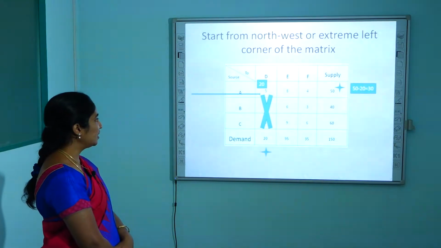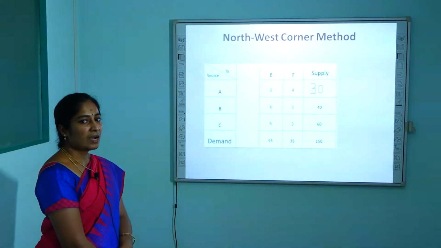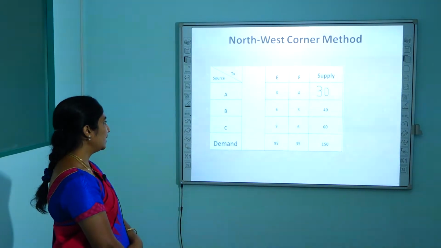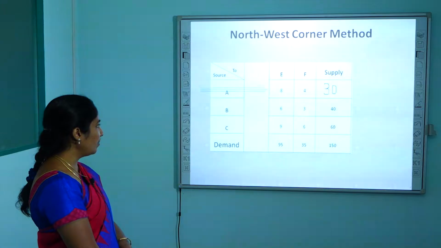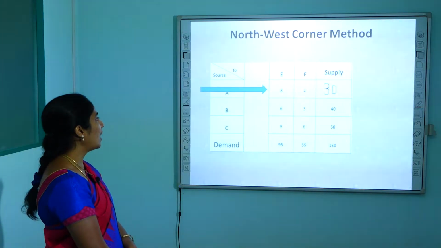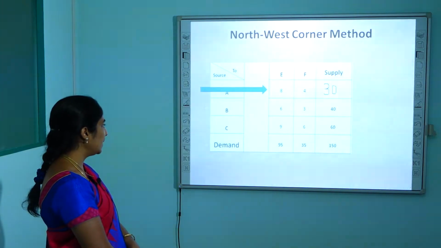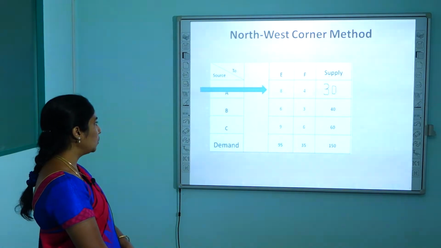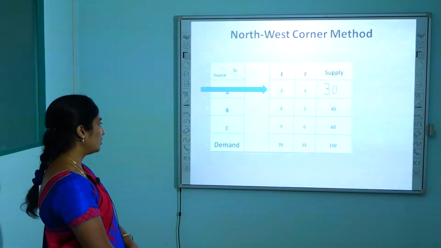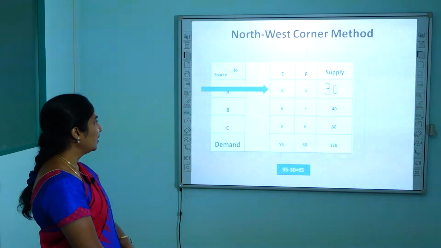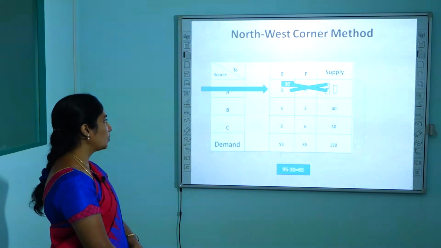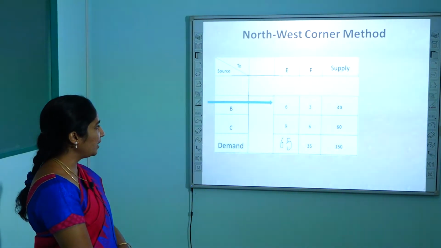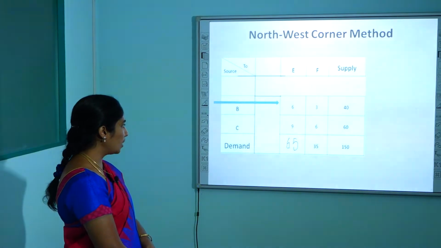Next we have 2 columns and 3 rows. Here the topmost corner is the cell AE. Here the minimum value is 30. So, allocate the value 30 to the AE cell, then subtract the value 30 from 95. So, write the value 65 instead of 95, then cross out the row because the row is minimum here. Next we have 2 rows and 2 columns only.